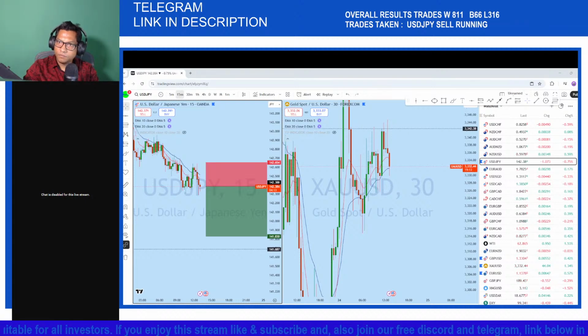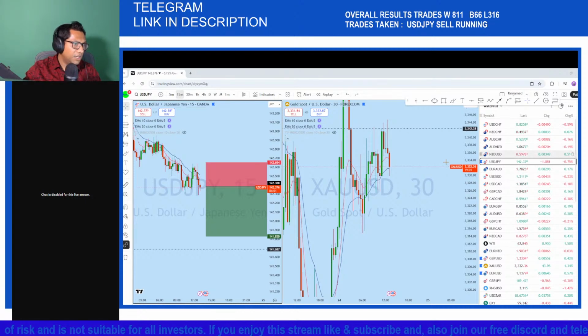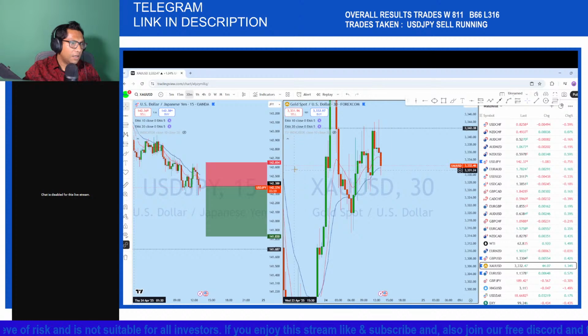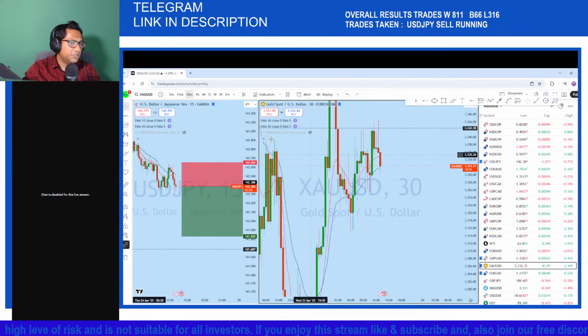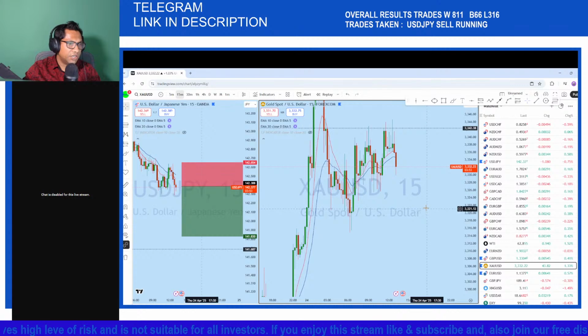Let's wait here to see. Is that, can you consider the Asian gap as part of the FVG around 3290 on 15 minutes? Let's look at it while we are running the dollar yen trade. 15 minutes on XAUUSD, the Asian gap.